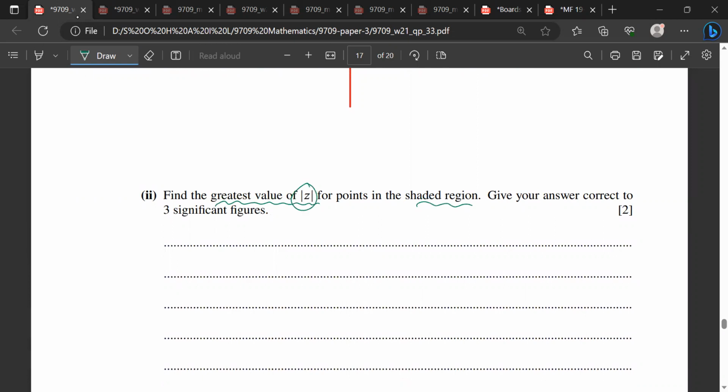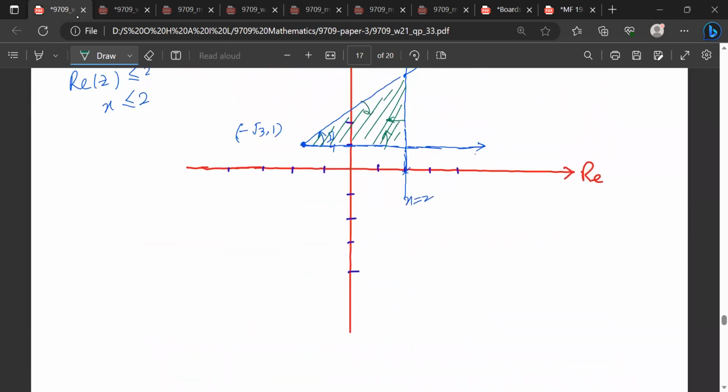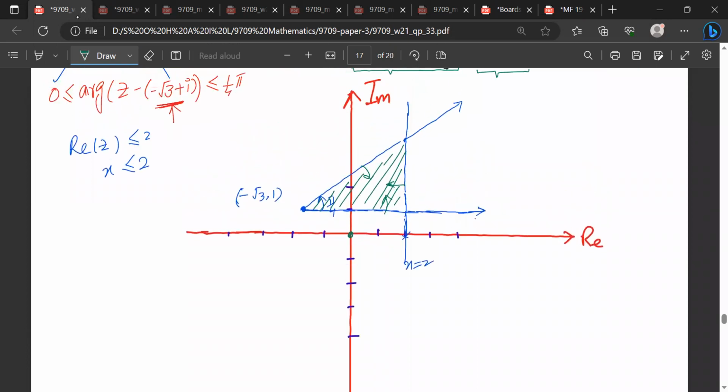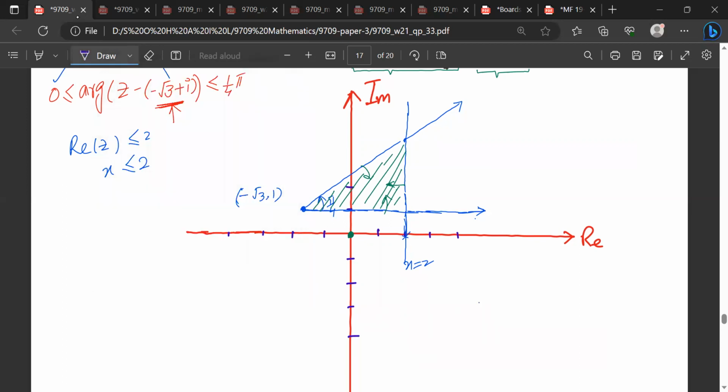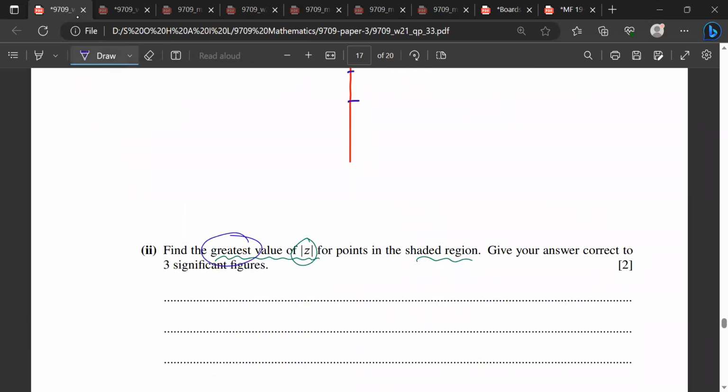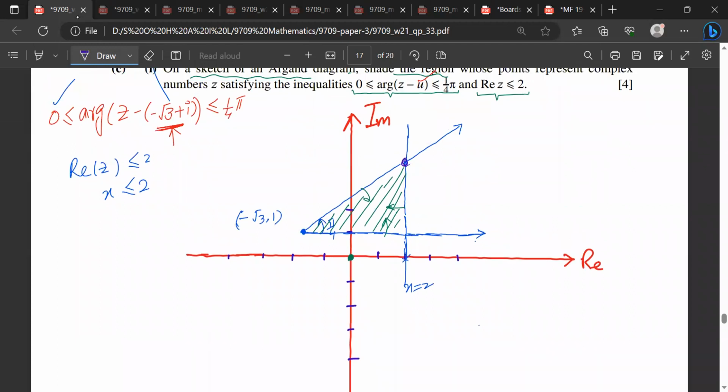The last part is to find the greatest value of modulus z for the points in the shaded region. So z we know is the modulus. Modulus always starts from here. So modulus of z means from this point we'll have to identify a point on this region whose distance is the greatest possible value of z. So this point is here whose distance is greater. So this modulus starting from here, this green line. So the question is to find the length of this black line. How to find this length?